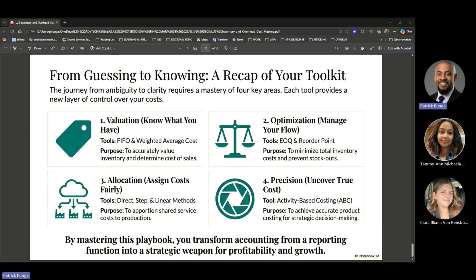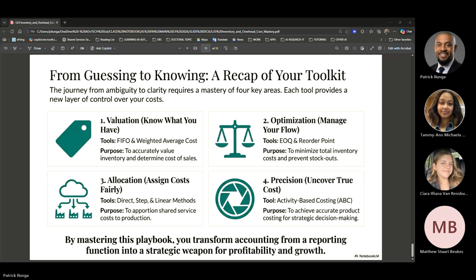The other section will be the allocation. So we will be assigning cost fairly. What does that mean? What methods are we going to use to make sure that we assign cost fairly, and what costs are we actually talking about? It is very important to apportion shared service costs. When we talk about service costs, we are talking about service departments.